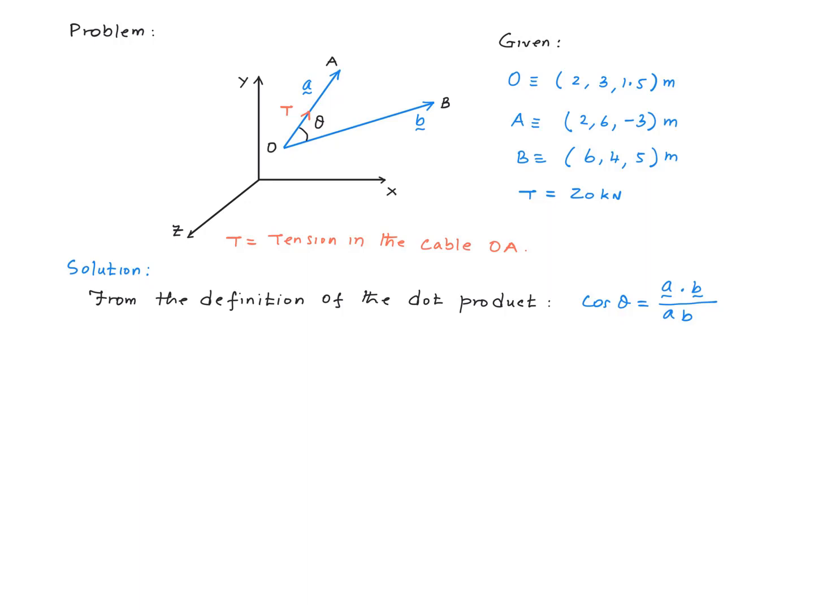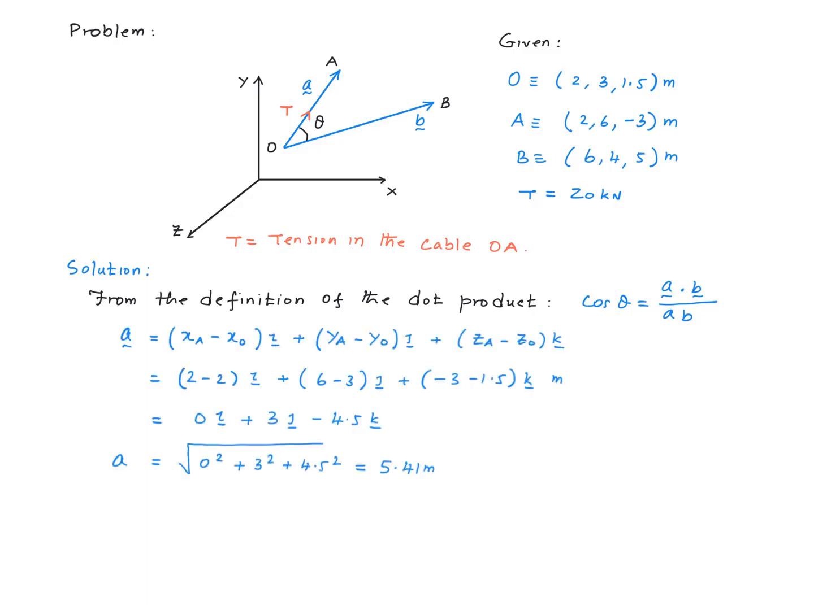From the definition of the dot product, we know cosine theta equals A dot B over A times B, where little a is the magnitude of A and little b is the magnitude of the vector B, right? This is a three-dimensional problem, and therefore this route of using the dot product is the best way to handle this problem. So first, for each of the two vectors, I'm going to find its component form and its magnitude.